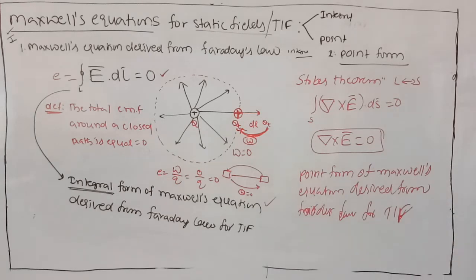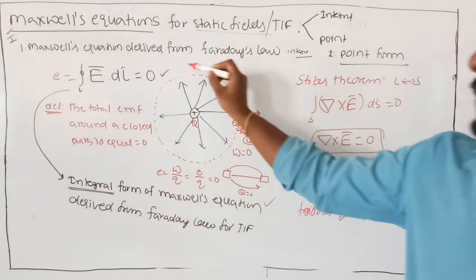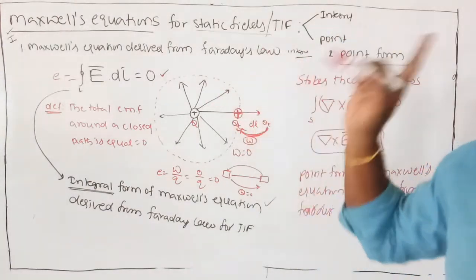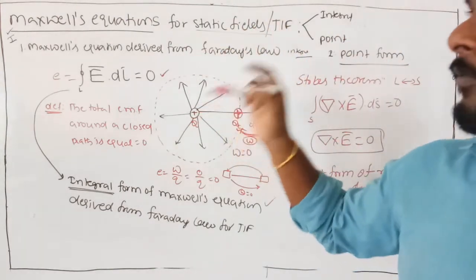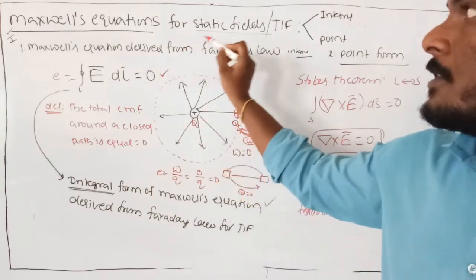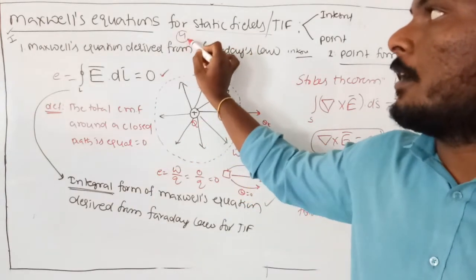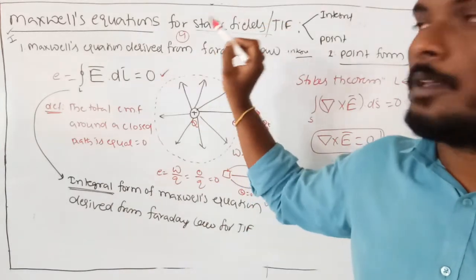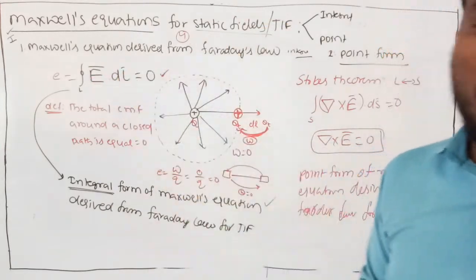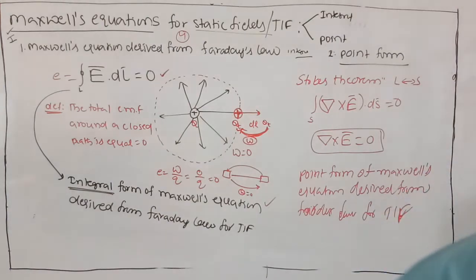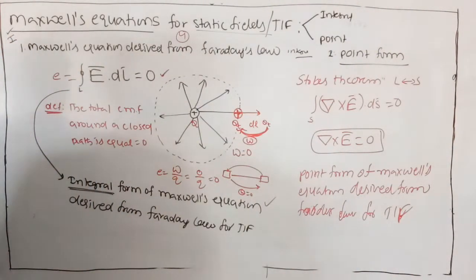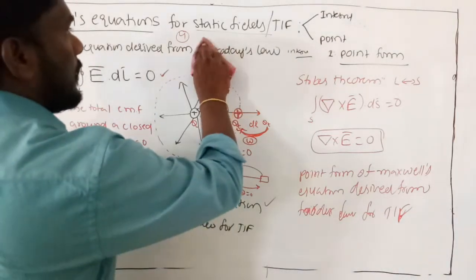So how many equations did you get till now? Equation 1 and equation 2. So up to now we have completed one set of equations. Initially I told you that Maxwell's equations are nothing but 4 sets of equations. Out of 4 sets I have completed one. Next we will see the second one, that is Maxwell's equation derived from Ampere's law.